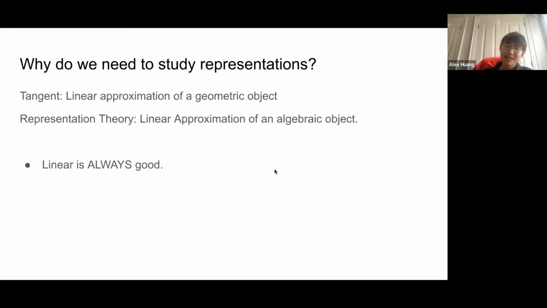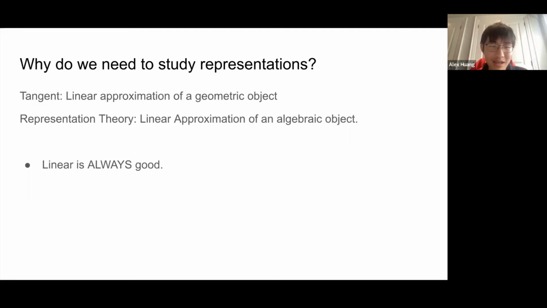And I also want you to think about an analogy for why it is useful. Why would you care about a tangent of a geometric object? A tangent basically provides you a way to linearly approximate a geometric object, right? From that linear approximation, you get some information about the original object. It's the same for representation theory. It's a linear approximation of an algebraic object, typically a group.